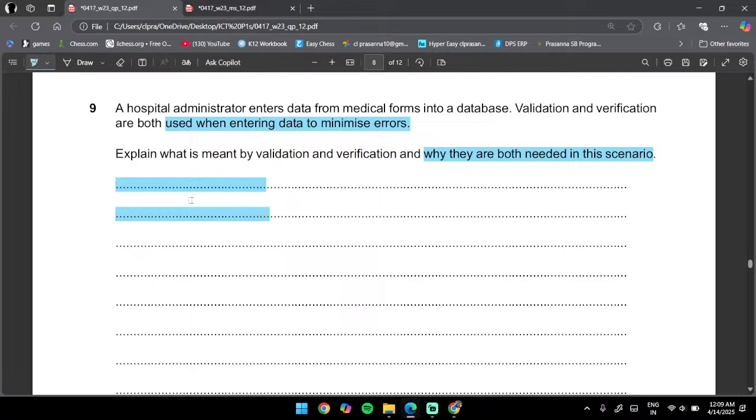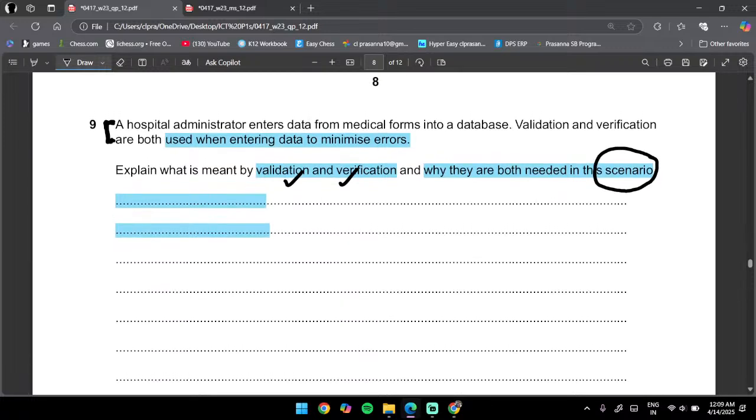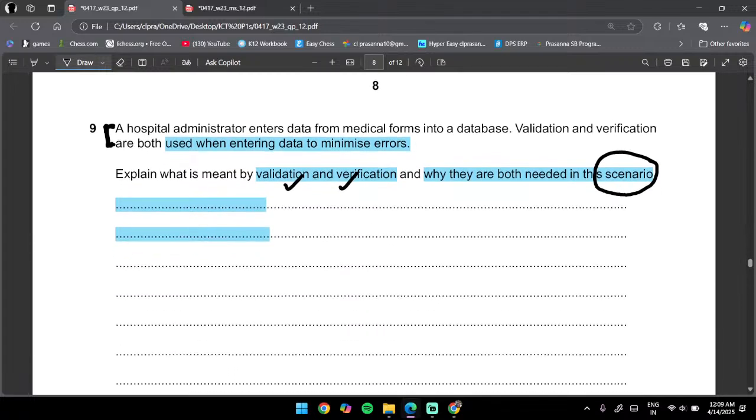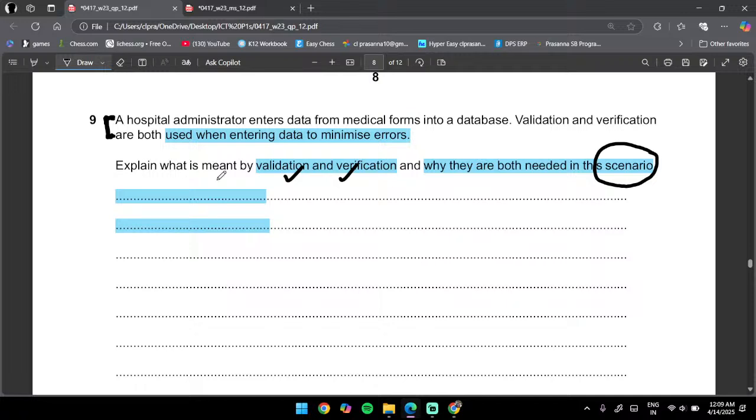So that's something I would say for validation and verification. Now, again, that's something I didn't mention. There's a reason why they have given you this scenario over here. Because I can talk about validation and verification, but why they're both needed in this scenario. All the 6 mark questions are usually scenario based, so you have to look at the scenario and then answer.